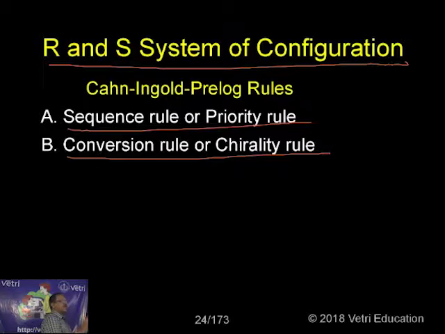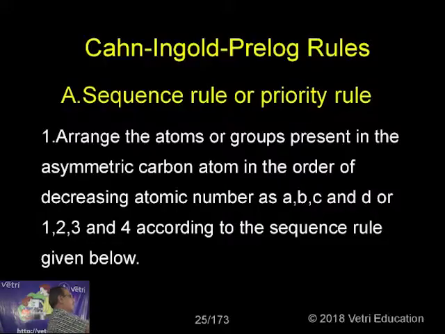The sequence rule gives the priority order. We have to give atoms or groups the numbers 1, 2, 3, 4 based on atomic number. For the conversion rule, after fixing the 4th priority, we have to view through 1, 2, 3, and see whether 1, 2, 3 moves clockwise or anti-clockwise. Yes, that is in the case of a model. But in the case of a board, we have to follow different techniques.